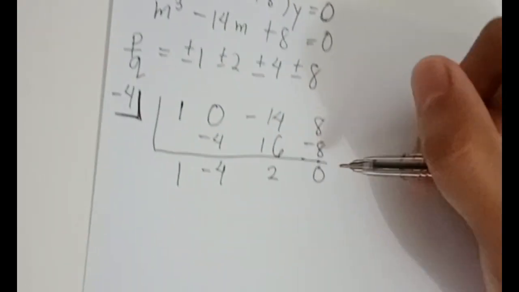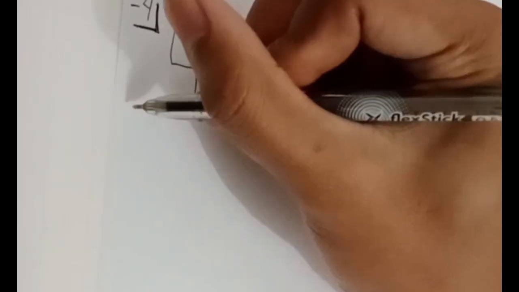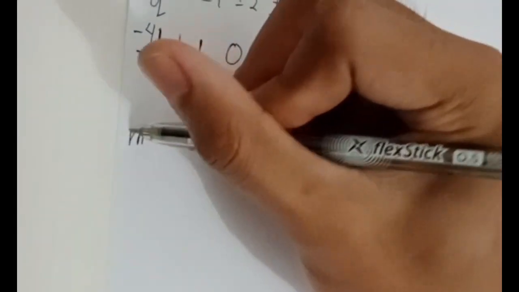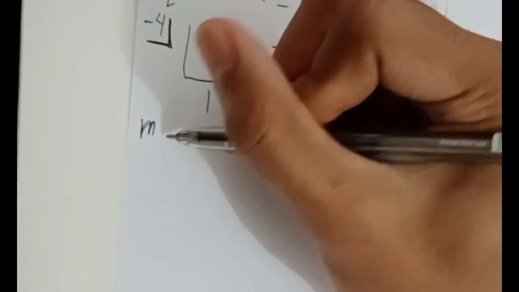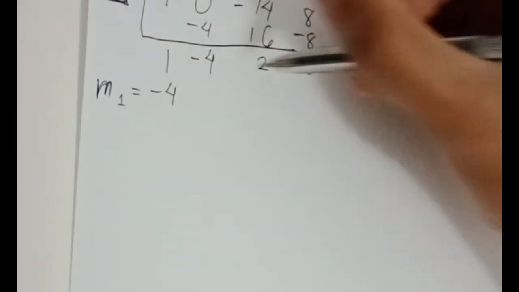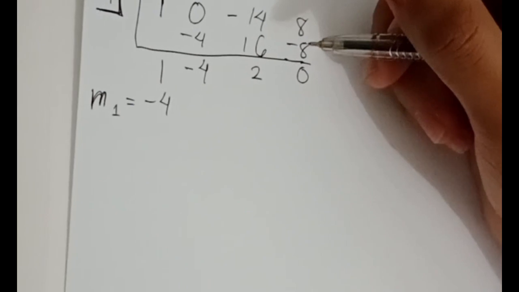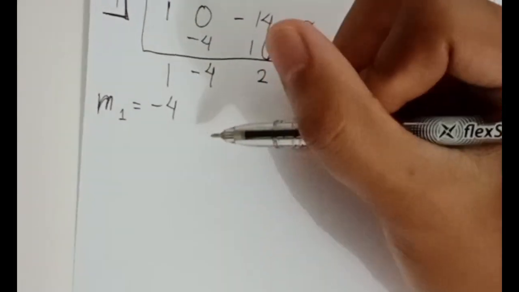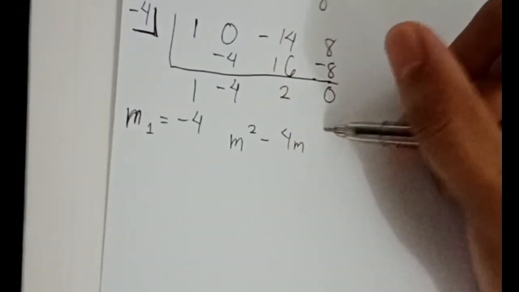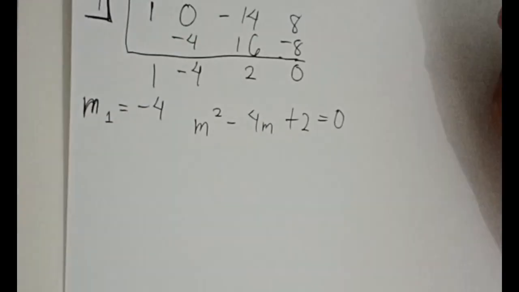As you can see, we have a 0 remainder, so negative 4 is a root of our equation. That is our first root, m sub 1 equals negative 4. The result of the synthetic division gives our next equation, m squared minus 4m plus 2 equals 0.